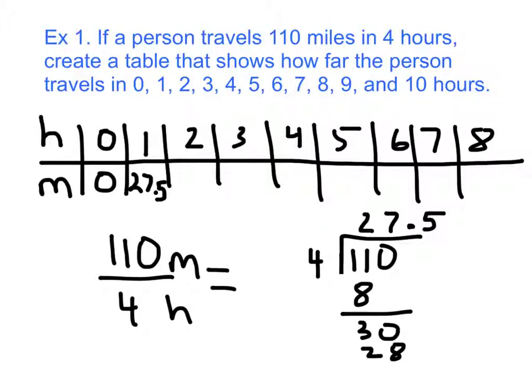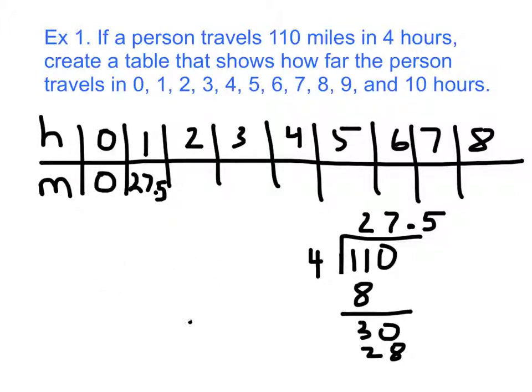So that means in 1 hour we can go 27.5. Then in order to fill it out, we're going to have to multiply 27.5 by each one of these numbers of hours. So I'm going to go ahead and erase some of this work, that way we have some more space to work in. I'm going to have you do most of this work yourself, but I'll do at least a couple of them with you. So 27.5 times 2.